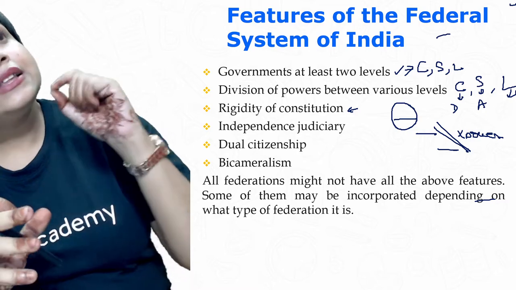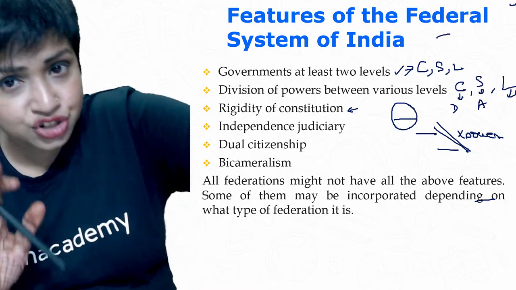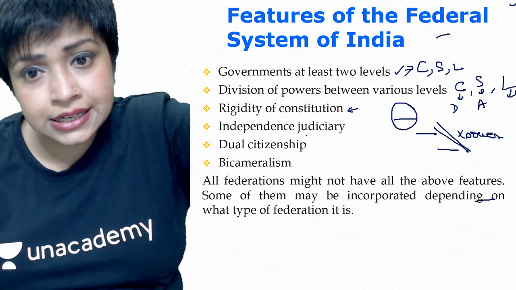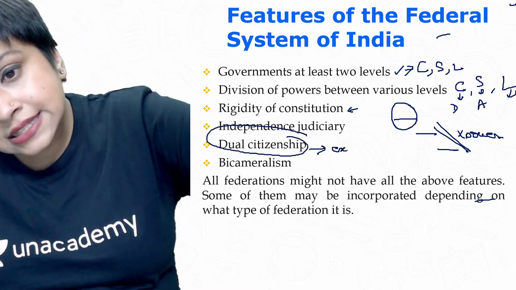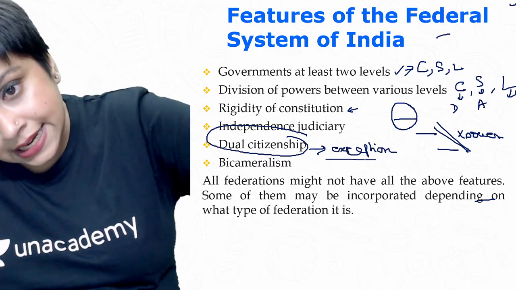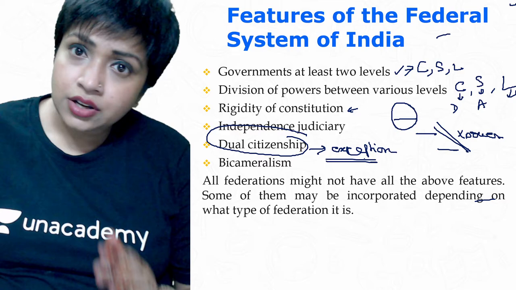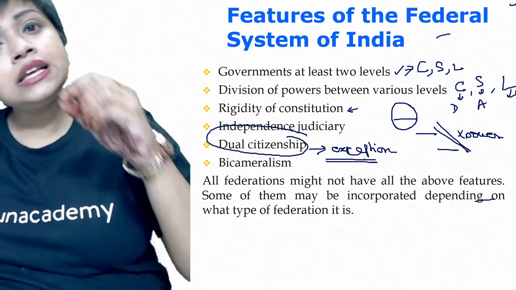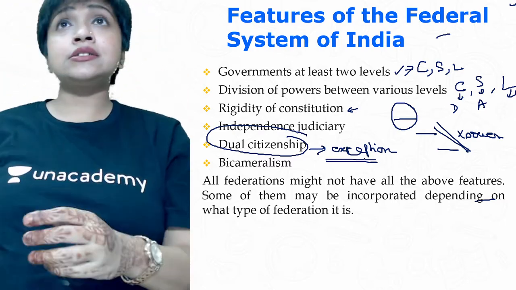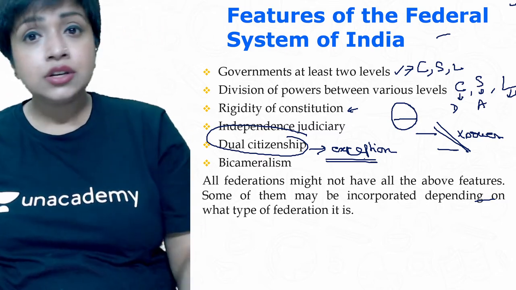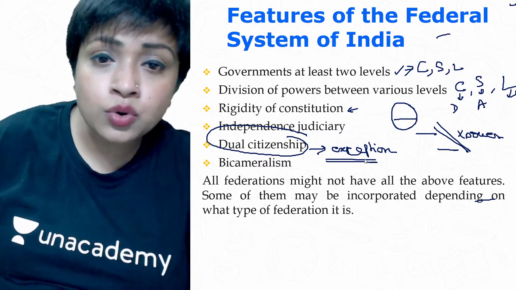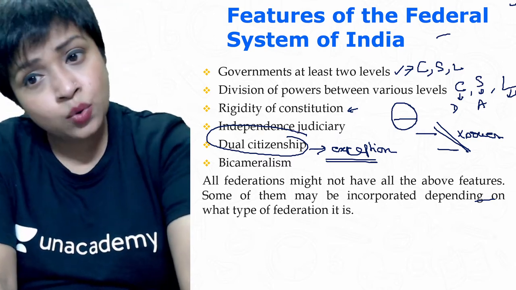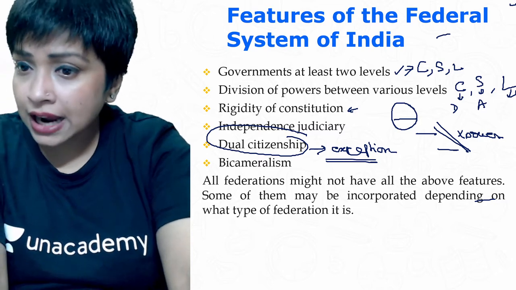Now the next thing that we say is dual citizenship. This is one feature that is very important in a federation. However, this is an exception because in India, we do not have dual citizenship. What do we mean by dual citizenship? Dual citizenship means that you are not only a citizen of India, you are also a citizen of probably Bengal or Bihar or Maharashtra, Kerala, or Haryana. We don't have that. We don't issue separate citizenship for different states. It is only the citizenship of your country that you have in India, correct?